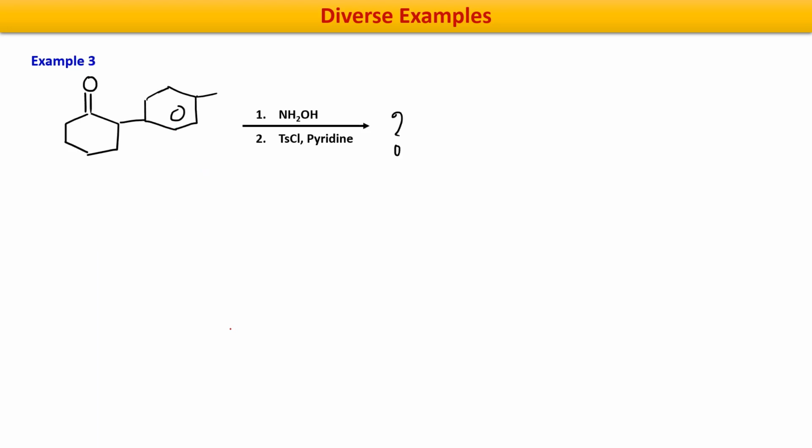Example number 3. Now we do not have the ketoxime directly. Some carbonyl compound is given. So you have to do the first step.